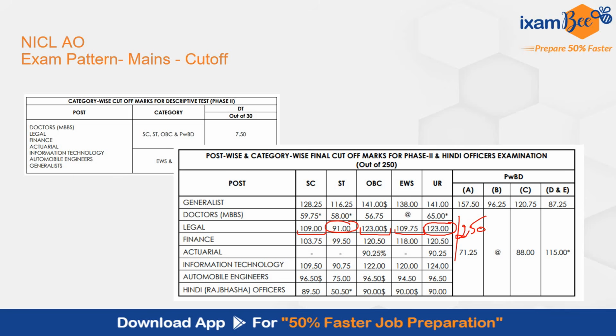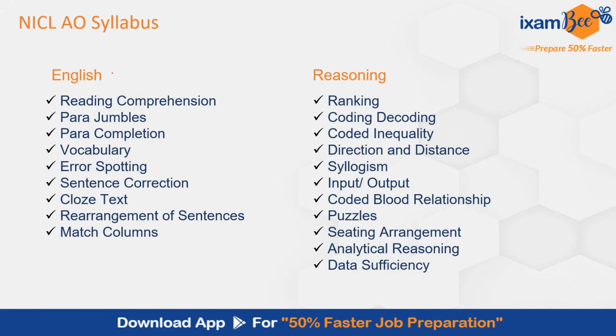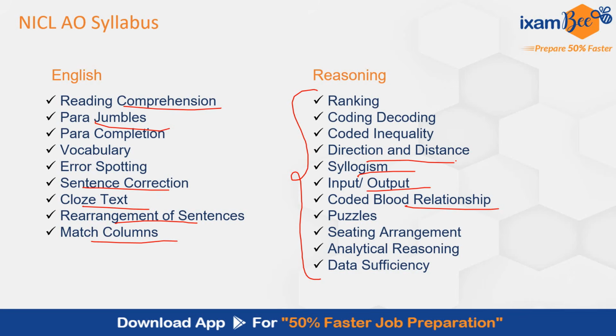Now let's talk about the syllabus. In English, you can expect questions from error spotting, vocabulary, sentence correction, fillers, close text, rearrangement of sentences, match columns, para jumbles, reading comprehension. In reasoning, these are the areas from which you should be prepared. You can expect the prelims questions to be of moderate level, but some of the questions in mains could go up to difficult level. Ranking, code and decoding, coded inequality, direction distance, syllogisms, input output, blood relations, puzzle, seating arrangement. So these all topics you have to study.